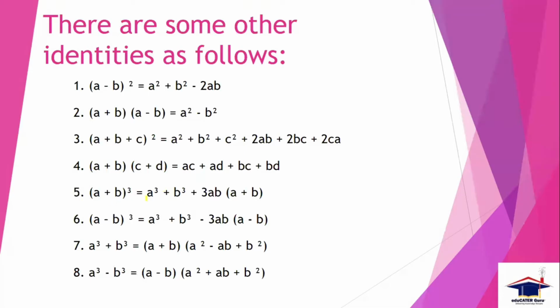(a plus b) whole cubed equals a cubed plus b cubed plus 3ab into (a plus b). (a minus b) whole cubed equals a cubed minus b cubed minus 3ab into (a minus b). a cubed plus b cubed equals (a plus b) into (a squared minus ab plus b squared). a cubed minus b cubed equals (a minus b) into (a squared plus ab plus b squared).